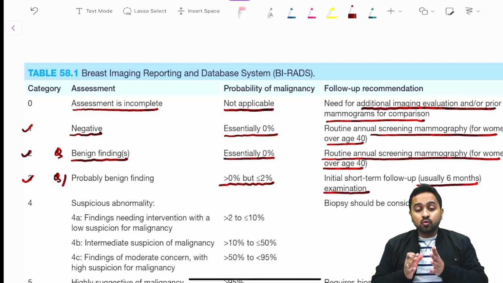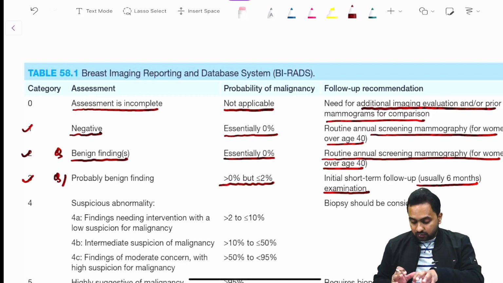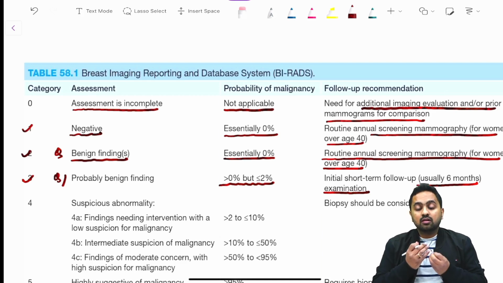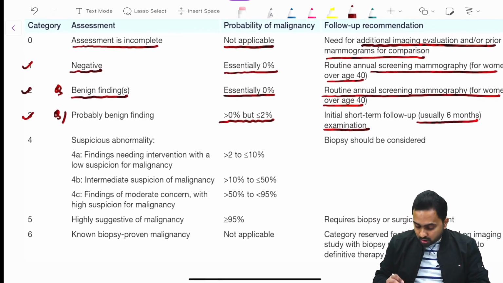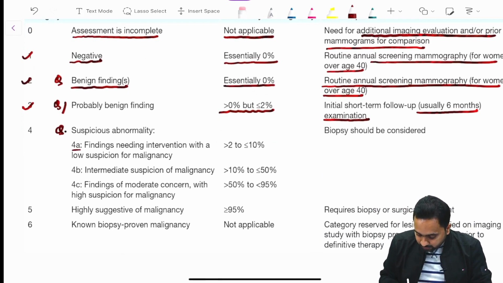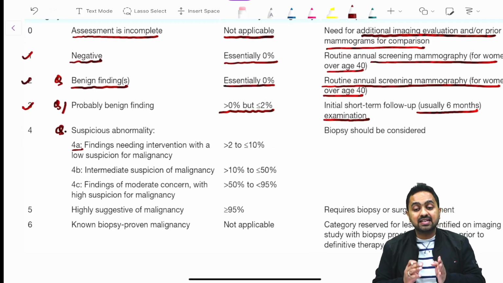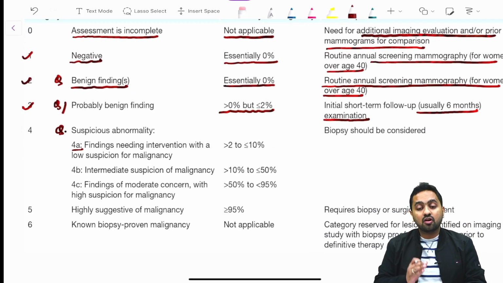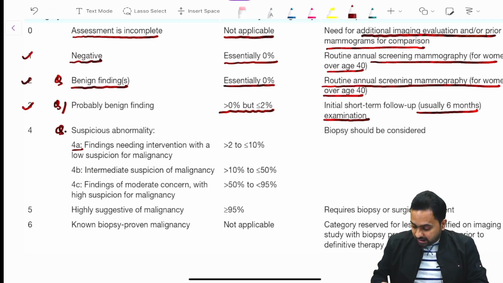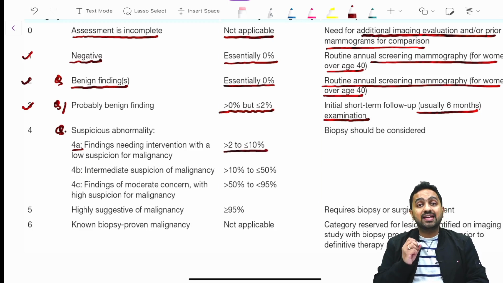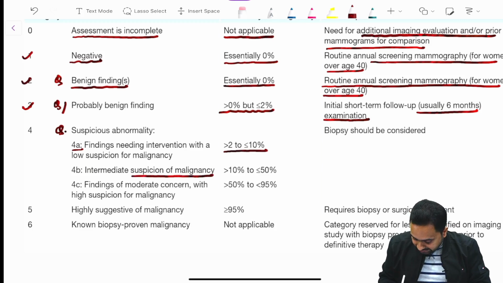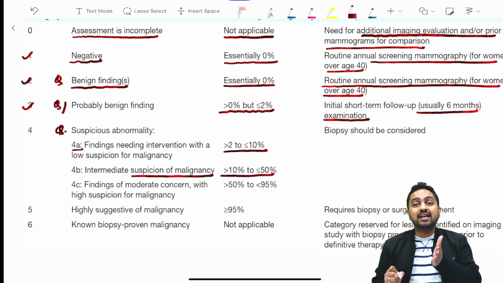Right. So you need to know these categories because you might be getting a clinical scenario where they could be asking you regarding your category of the BI-RADS. Right. Then you have your category 4, which is your suspicious abnormality. Now this over here includes 4A, that is the findings needing intervention with the low suspicion for malignancy, and the risk is over here 2 to 10%. Then we have 4B, which is your intermediate suspicion of malignancy, the risk being between 10 to 50%.